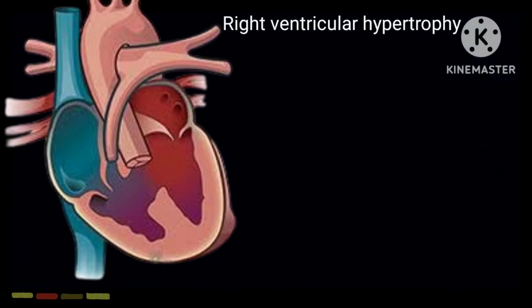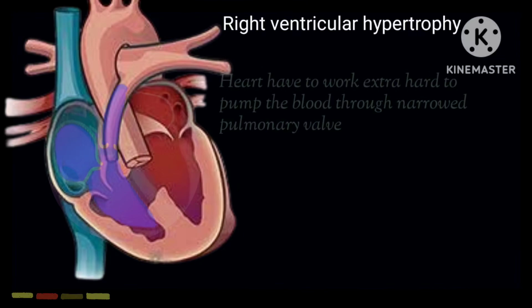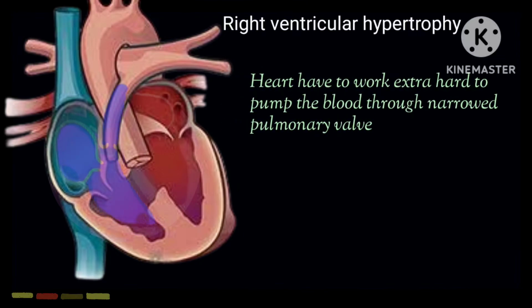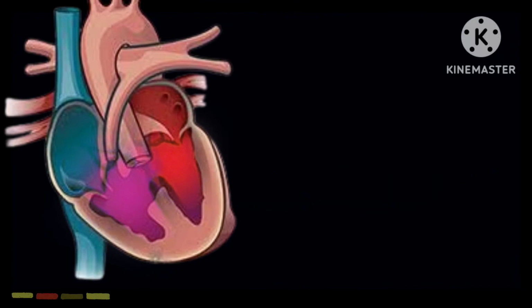Right ventricular hypertrophy refers to the thickening of muscles in the walls of the lower right chamber of the heart. This is due to the heart having to work extra hard to pump blood through the narrowed pulmonary valve and the extra flow of blood coming through the ventricular septal defect.